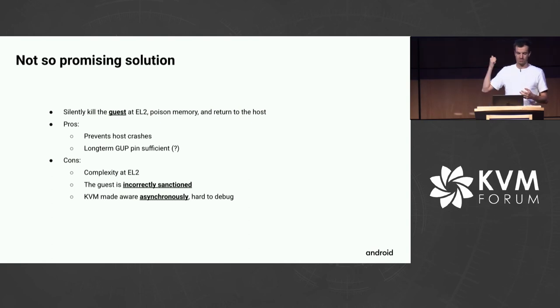The problem is that it's quite a bit of complexity added at EL2. I think the guest being blamed for something it's not responsible for is not necessarily the cleanest option. It also means that potentially KVM will be made aware that the guest has been killed, but completely asynchronously. It's only the next time you try to do a VCPU run hypercall that you will see, oh, this guest is gone, what happened? And it's way too late to actually know why you've been killed. It makes things really hard to debug.